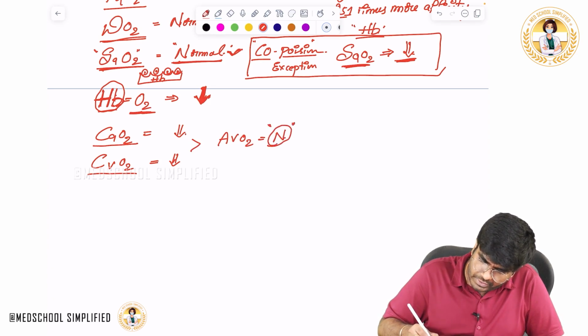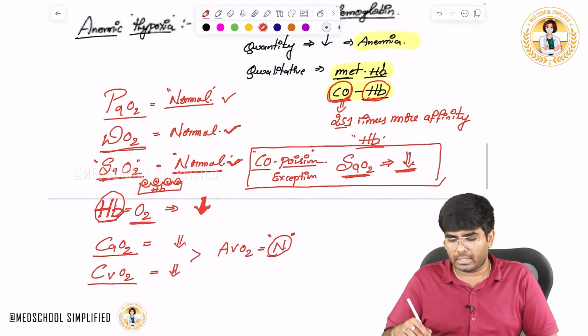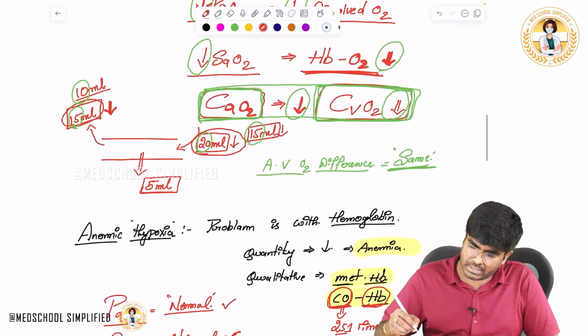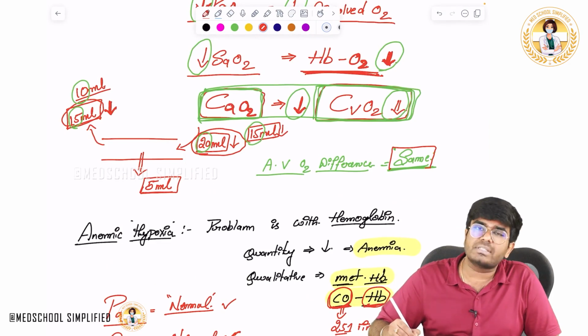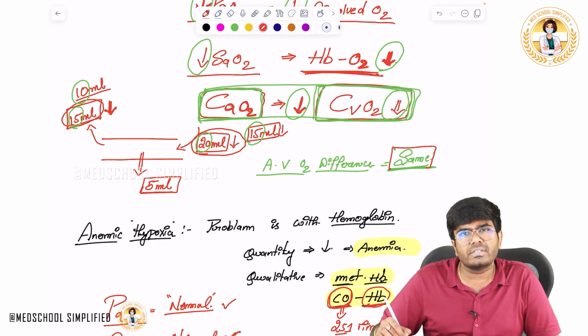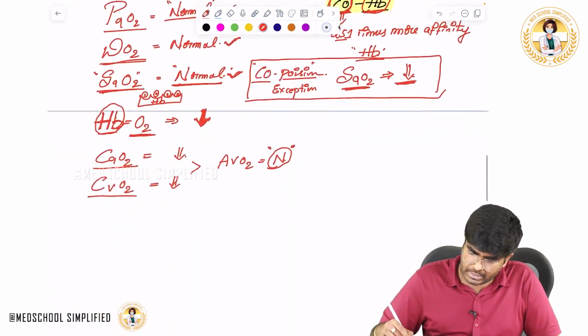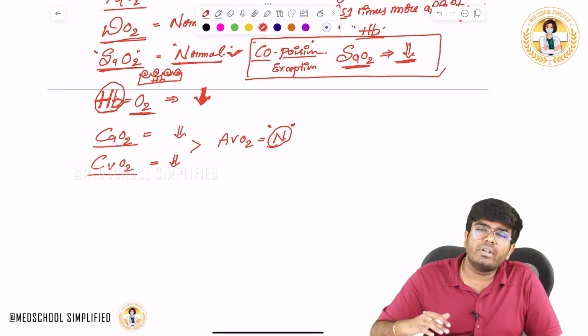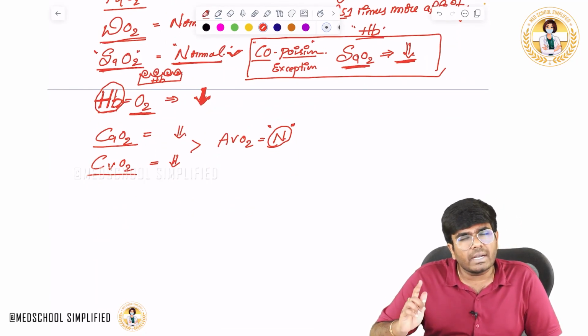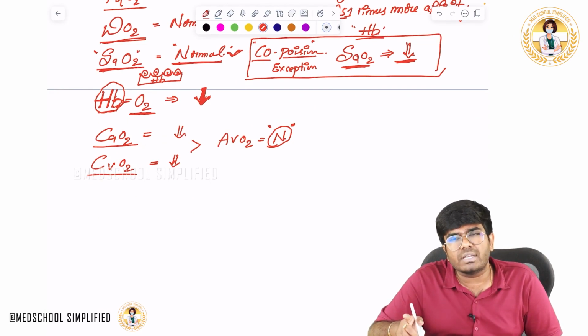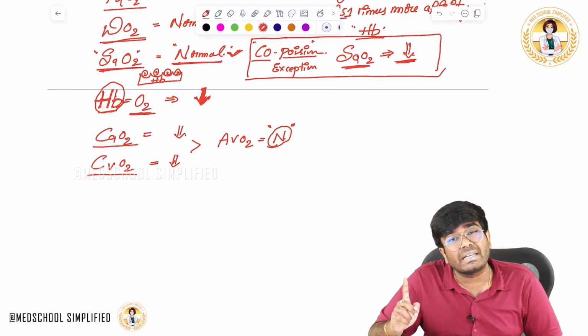Okay, arteriovenous oxygen difference is going to be normal in 2 conditions. What are the 2 conditions? In hypoxic hypoxia, arteriovenous oxygen difference is maintained. In anemic hypoxia, arteriovenous oxygen difference is going to be the same because the content of oxygen in the arterial blood and the content of oxygen in the venous blood both decrease proportionately.